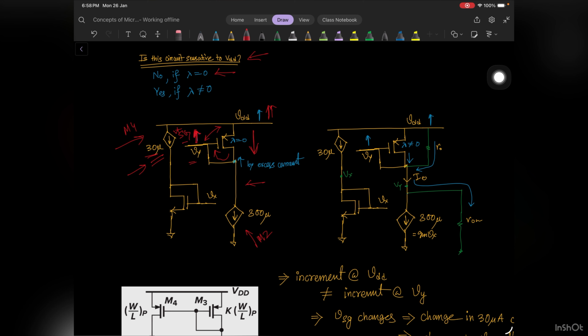So VY changes means VDD increases, VY increases by the same amount. It means your VSG is maintained the same. It means your current will remain the same. So there will be no change.